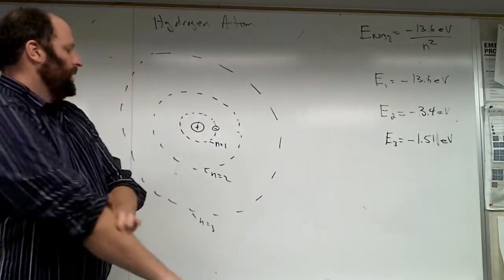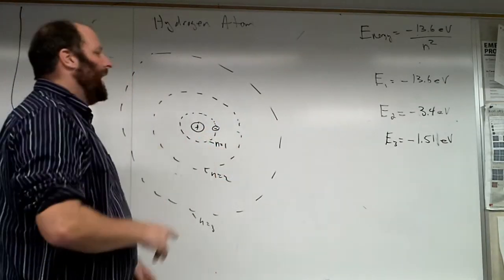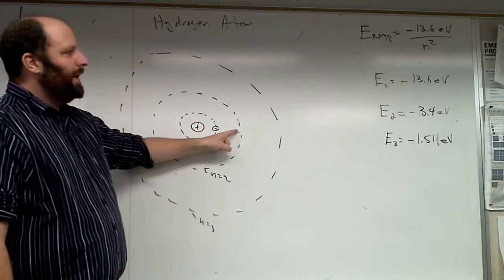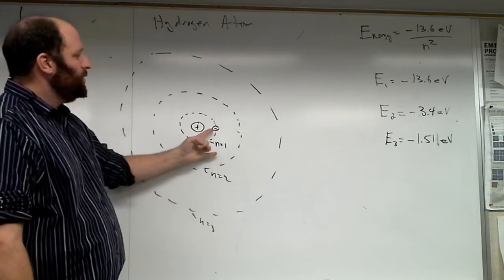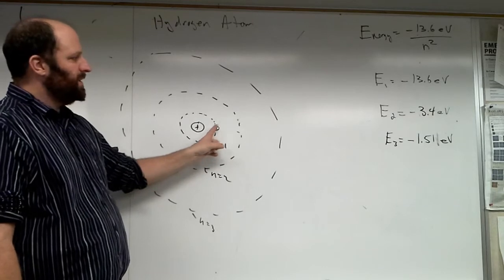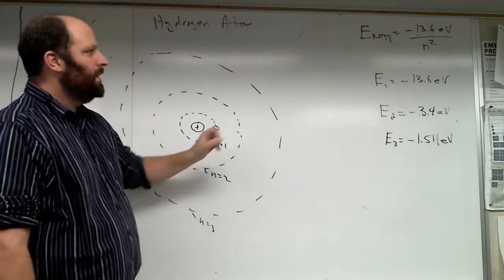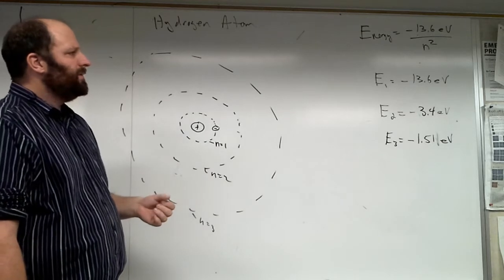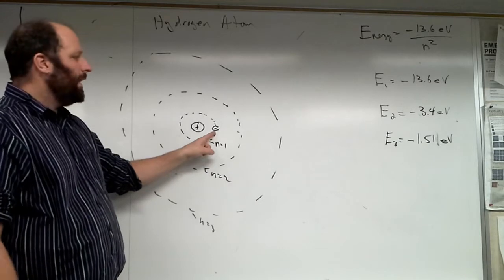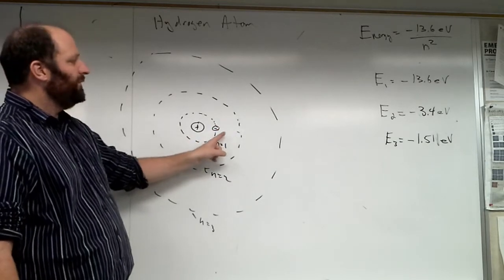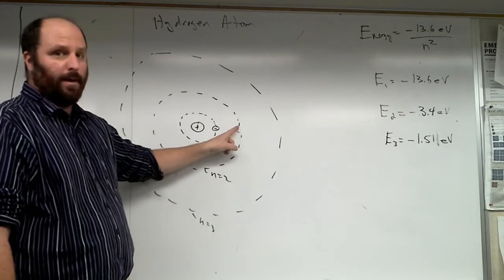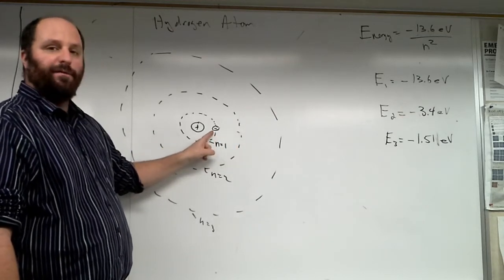Now, let's talk about how it would get to the n equals 2 state to begin with. In order for this electron to get up to the n equals 2 state, it has to acquire extra energy. It's got to go from minus 13.6 eV to minus 3.4 eV. So what has to be added is, I believe, 10.2 eV of energy. This electron would have to acquire the difference in energy between these before it can jump up to the higher energy level. One mechanism for that to happen is if this electron absorbs a photon.